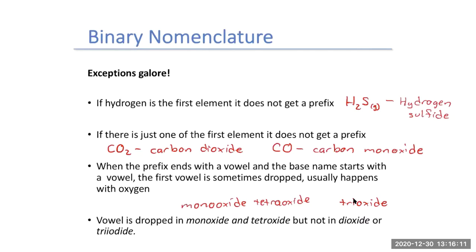As I said, there's exceptions galore. This takes a little bit of practice, and then you'll get it down. So now you should be able to name ionic compounds, acids, and binary compounds. It'll be hard at first, but once you practice it, it'll be much easier and come to you more intuitively.